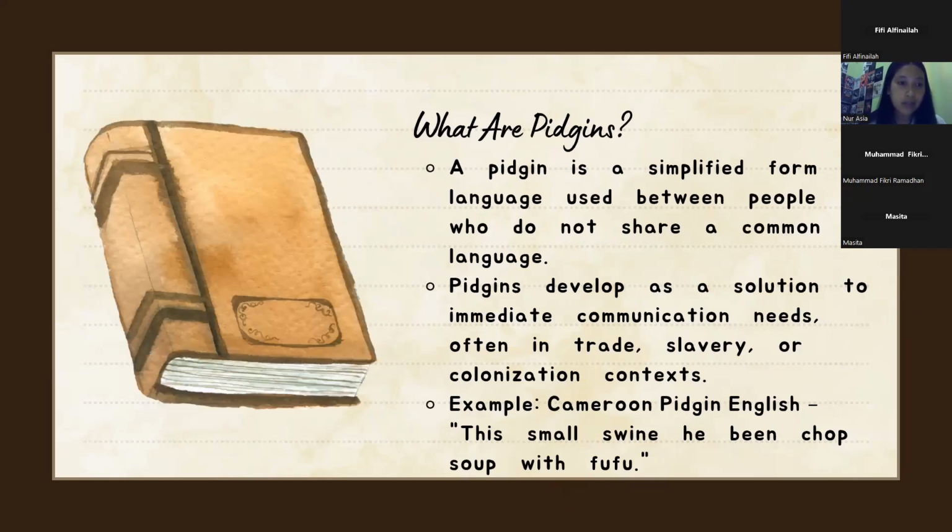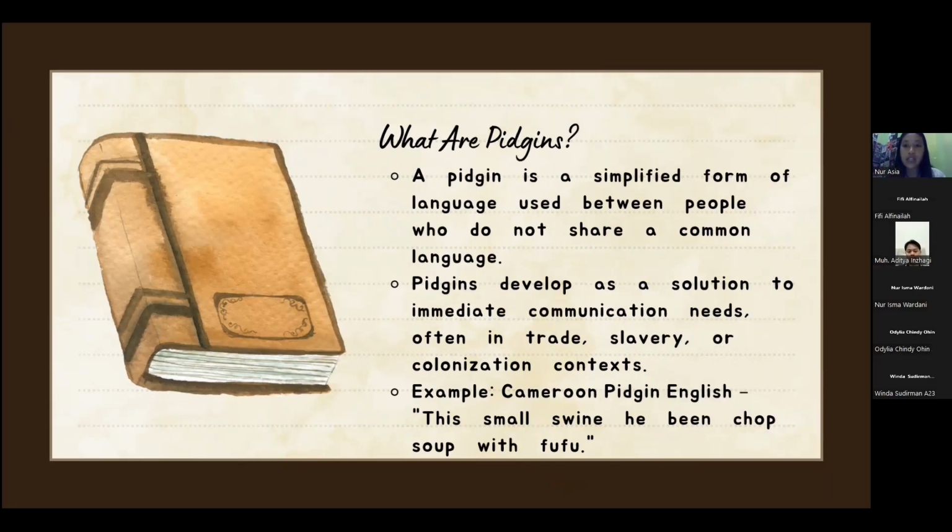Okay, the next material is what are Pidgins? Imagine a busy marketplace where traders from different regions meet, but they don't speak the same language. They can't spend years learning each other's language, so they create a simplified system of communication, a Pidgin. A Pidgin takes vocabulary from different languages but simplifies the grammar so everyone can understand basic ideas.